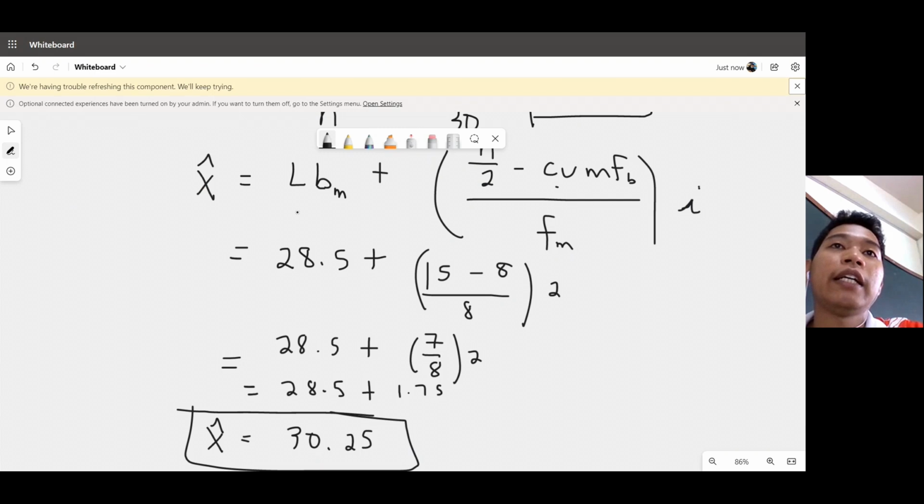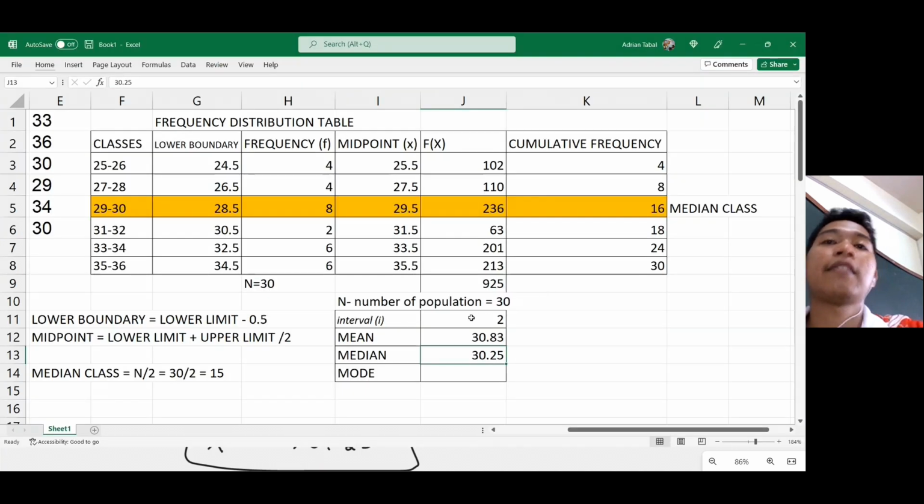Again, to get the median, we're going to use the lower boundary of the median class plus n/2 minus the cumulative frequency before the median class, divided by the frequency of the median class, times the interval. Next, the last one is the mode.